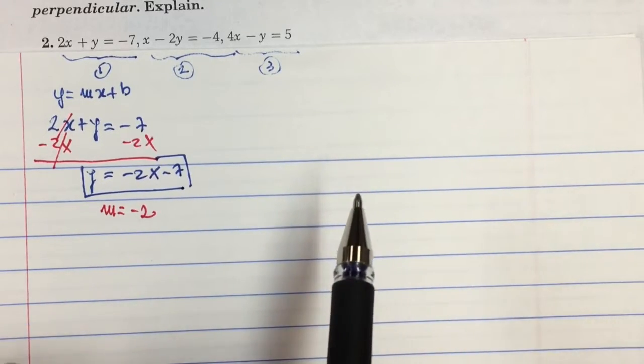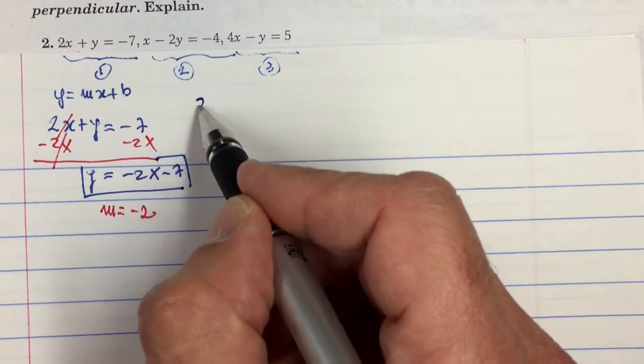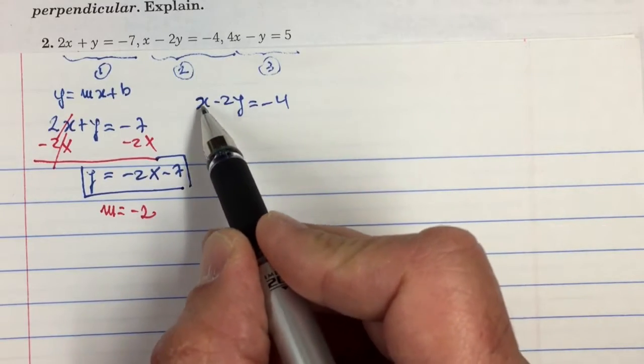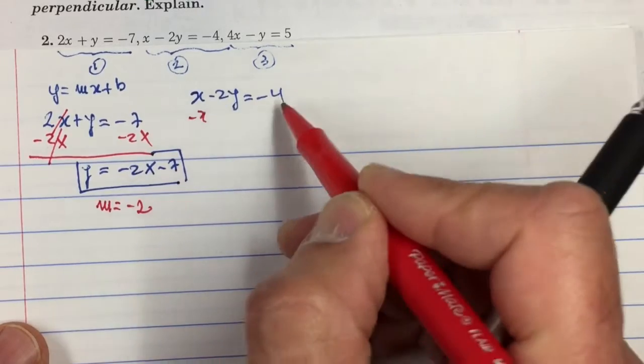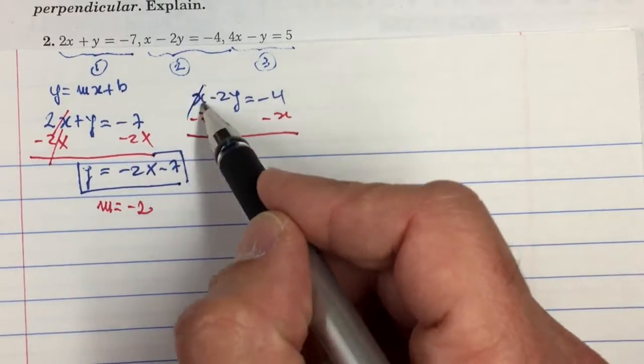Let's do the same for equation number 2, this one. Let's rewrite it here: x minus 2y equals negative 4. I'm going to get rid of the x by subtracting x from both sides. Negative x, negative x. And this goes away.